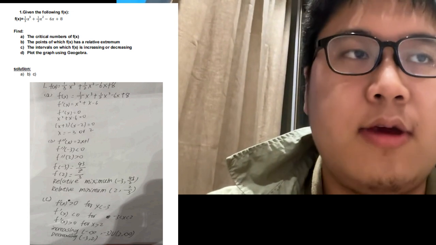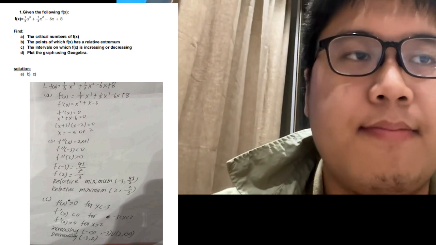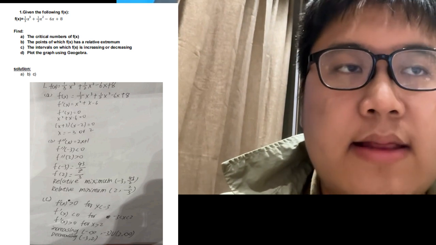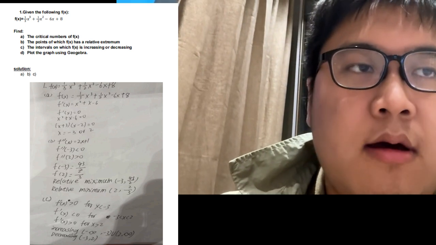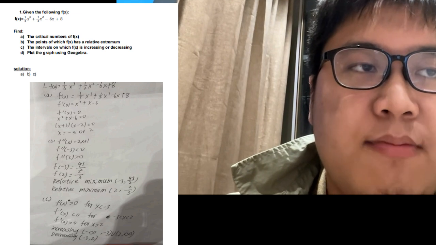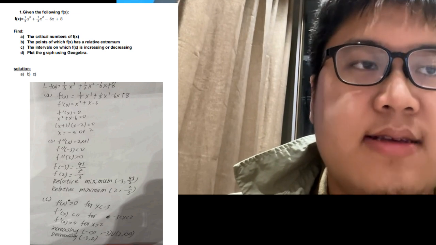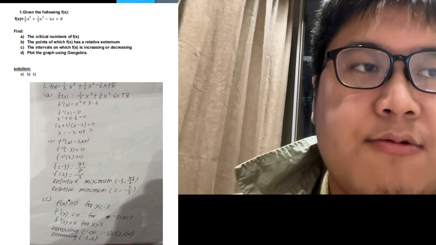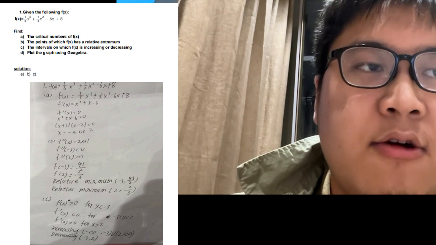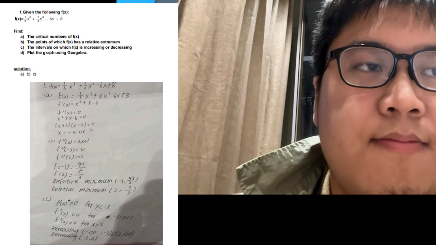Okay, I'm going to explain question 1, parts A, B, C. First, I take the derivative of the function. The derivative is x squared plus x minus 6. Then I set the derivative equal to 0. After solving the equation, I get x equals minus 3 and 2.